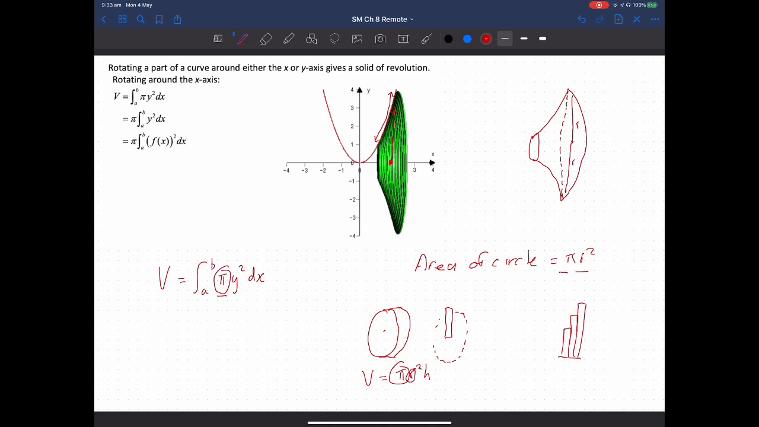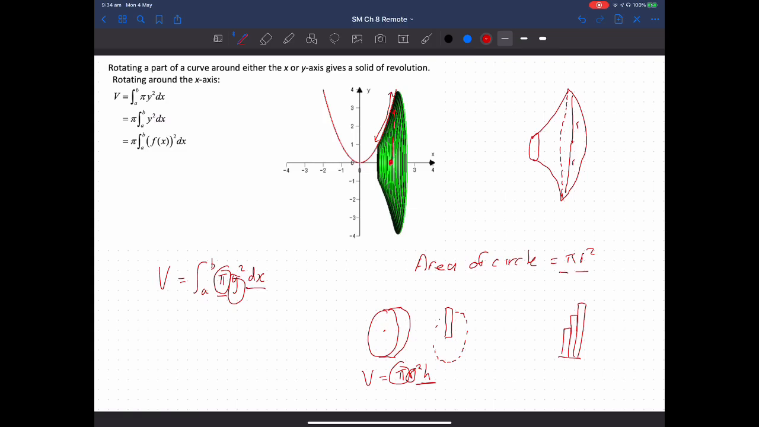R, as said before, is the distance from the axes to the curve. So that is the y squared. The height, like when we were talking about areas, we were looking at an infinite number of rectangles. The height is the width of the rectangle. That is represented by dx.